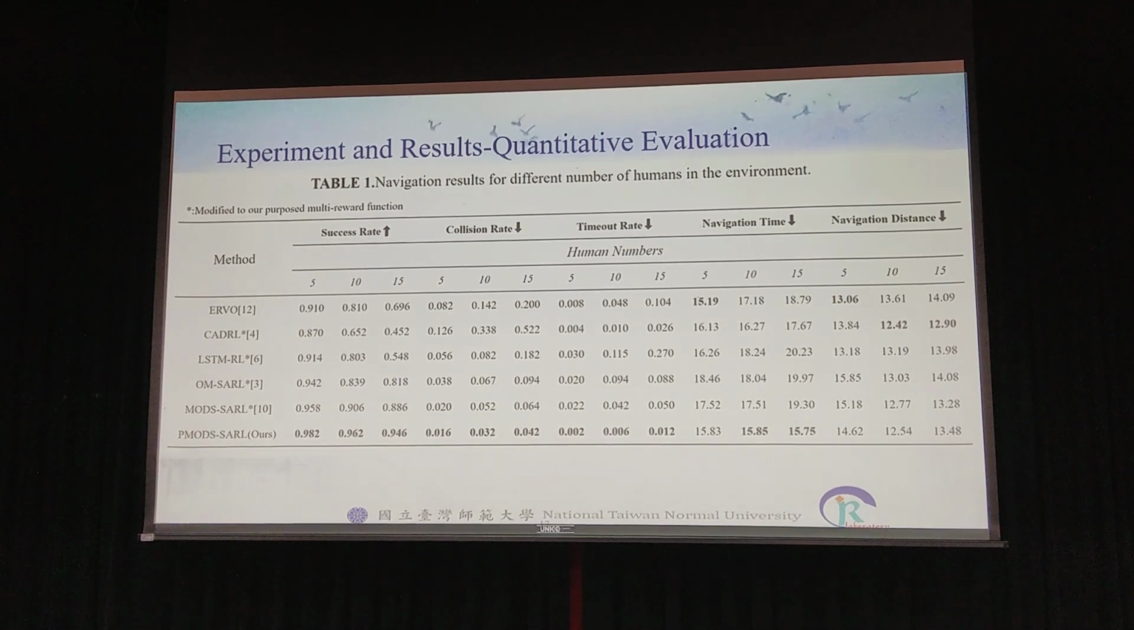In the result table, we rank our metric reward function against each baseline and use a star to report them. You can see that our method has the best performance in overall metrics. Although ERBO and CADIO perform better than our method in navigation time or distance, they are unsafe and have a high collision rate.